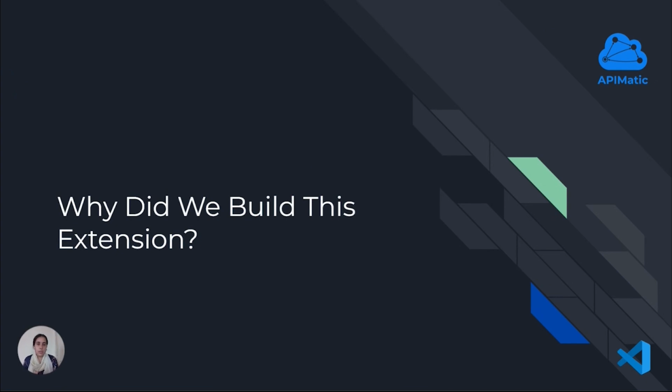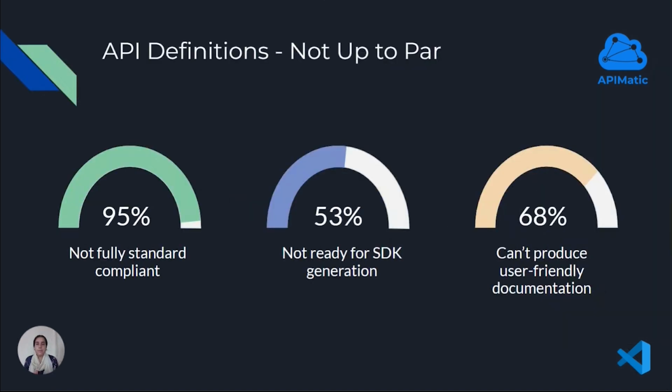Before we start with a proper demo of the extension, it is, of course, important to establish why we created an extension in the first place. If I only talk about the last few months alone, APIMatic received a large number of API definitions. Out of those, surprisingly, 95% contain at least some issue related to standard compliance. That includes, for example, cases where there are broken $ref references.